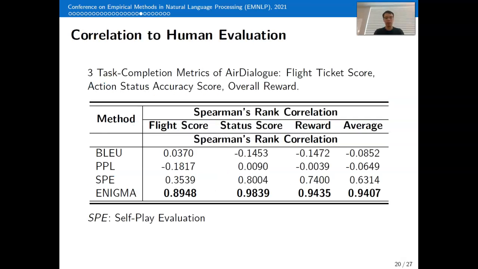To evaluate the performance of ENIGMA and other automatic evaluation methods, we compare their correlations to the human evaluation scores. Here we consider 3 different task completion metrics for AirDialogue, including flight ticket score, action status accuracy score, and the overall reward. As can be seen, static methods such as BLEU score and perplexity fail to correlate with the human evaluation scores. The model-based self-play evaluation can do much better. And as can be seen, our proposed ENIGMA can outperform all baseline methods.